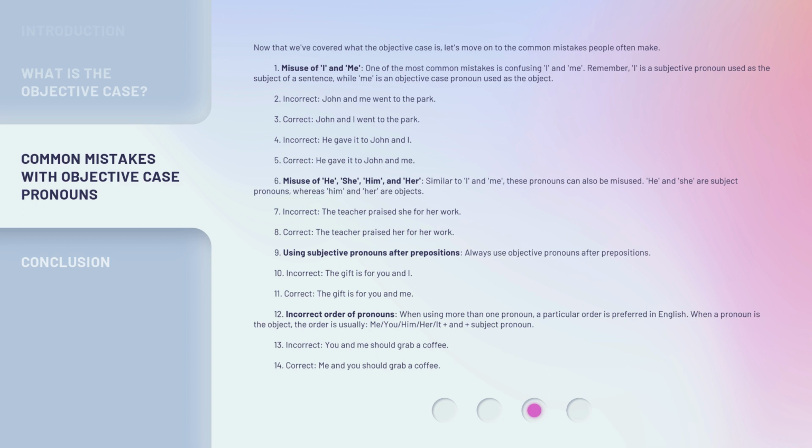2. Incorrect. John and me went to the park. 3. Correct. John and I went to the park. 4. Incorrect. He gave it to John and I. 5. Correct. He gave it to John and me.